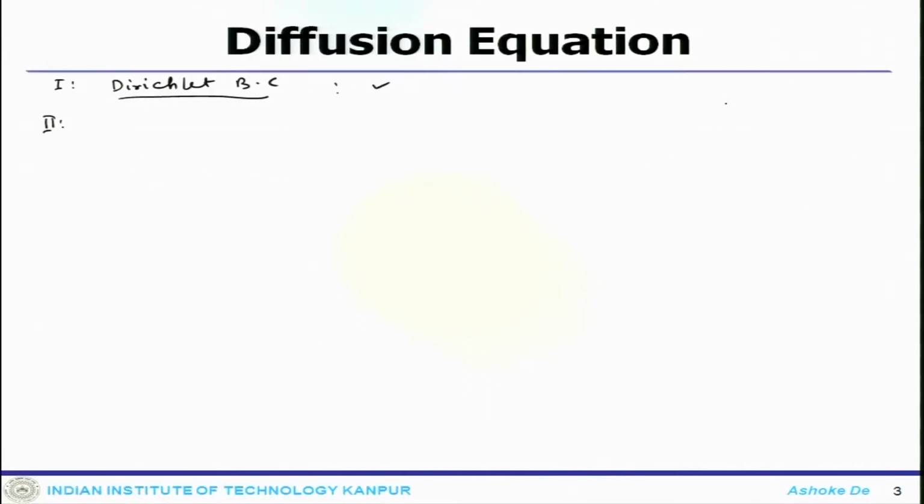Now, we will look at the second type of boundary condition, the Neumann boundary condition. So, for that, if you just look at that element, then you can see how that Neumann boundary condition can be applied.